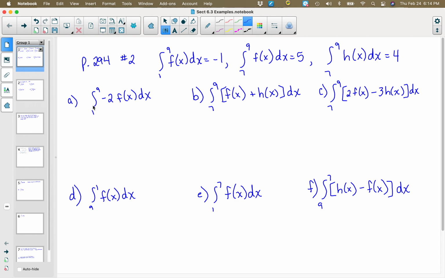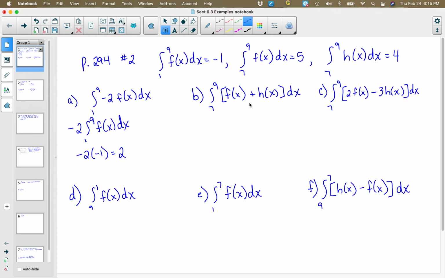So the integral from 1 to 9 of -2 times f of x dx, this is that constant multiple rule. That says that I can take out the -2 and have that times the integral from 1 to 9 of f of x dx. Then we know this is -1, so we get -2 times -1, which is 2.